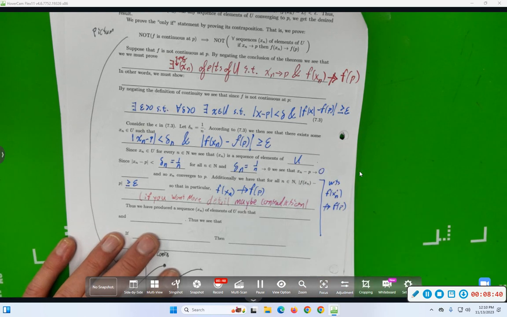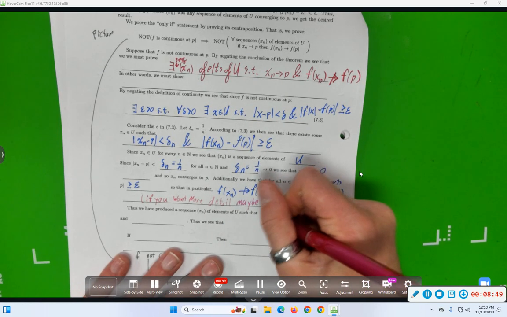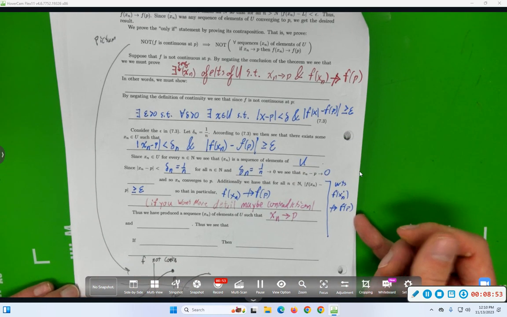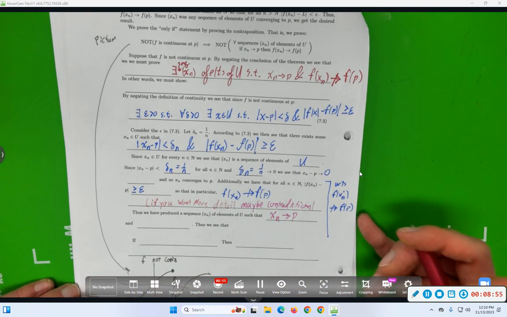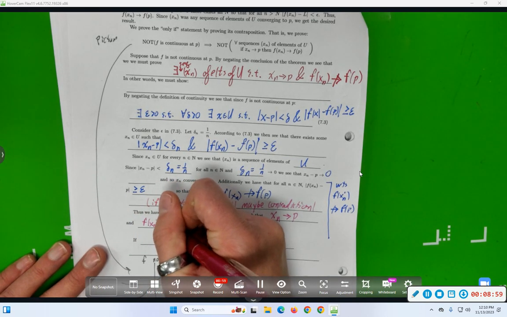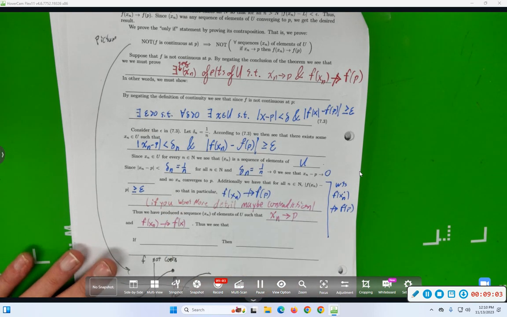Oh, so now I guess we're ready for the summary. Have we produced a sequence of elements of the set in U? Yep. Do we have xn converging to p? And we have f of xn does not converge to f of p.